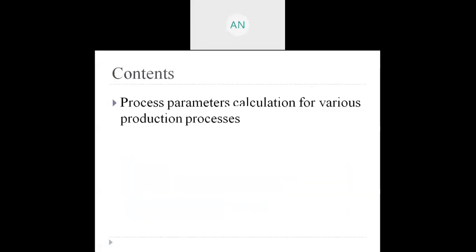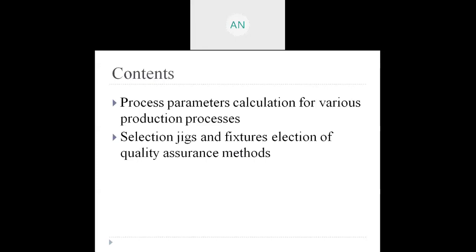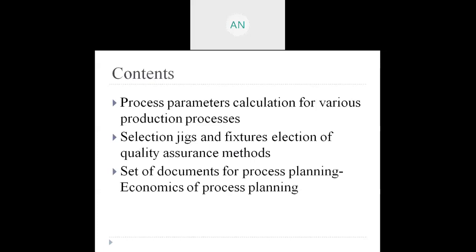So these are the contents of this video. Process planning parameters for calculating various production processes. So we are going to determine which parameters influence the production process. Then, the selection of jigs and fixtures for assuring quality. Then a set of documents for process planning, and the economics of process planning. So these are the wide range of contents in this unit we are going to discuss, and in this lecture we are going to discuss the process parameters, right? Finally, we end up with the case studies.